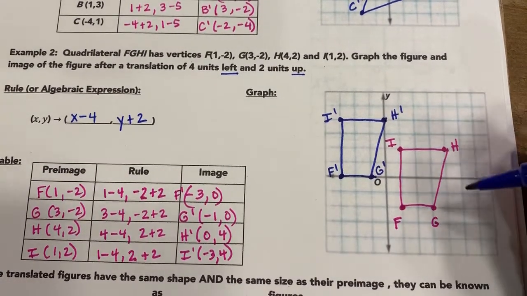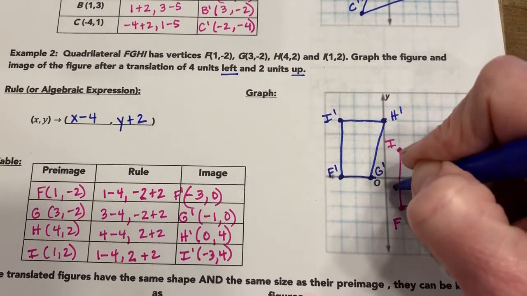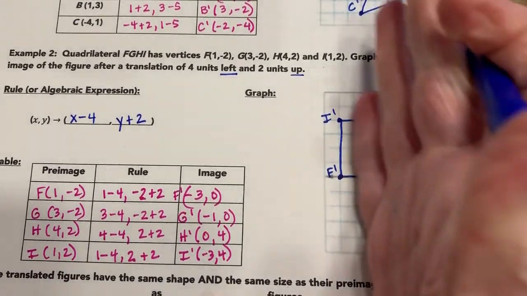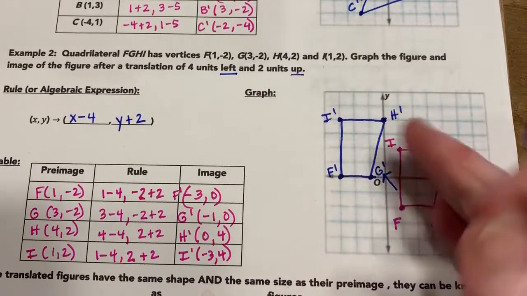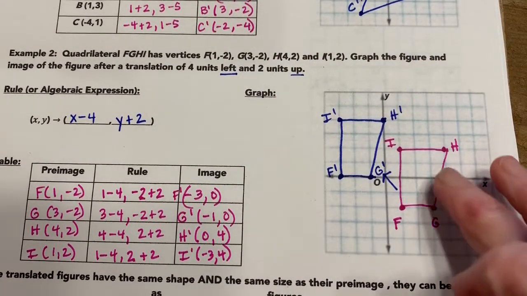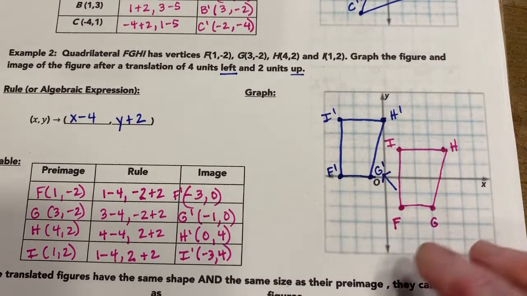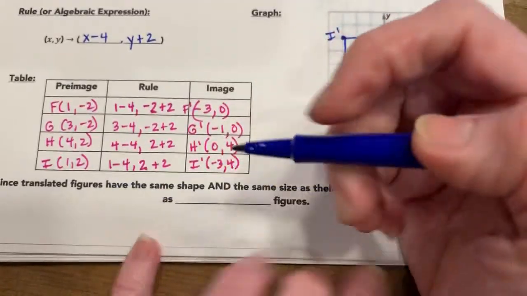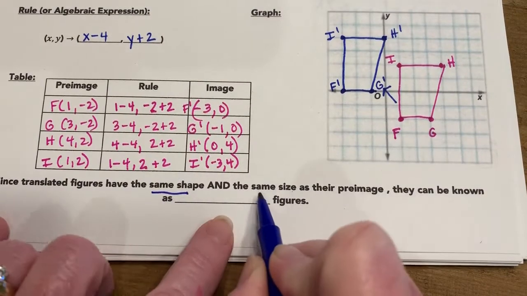okay, the shape of my image hasn't changed. I've gone from this translation to this translation. So basically, I've just slid it over. Kind of think of Tetris, where you slide things around. That's what's happening. I'm not really changing the shape. I'm just moving it.